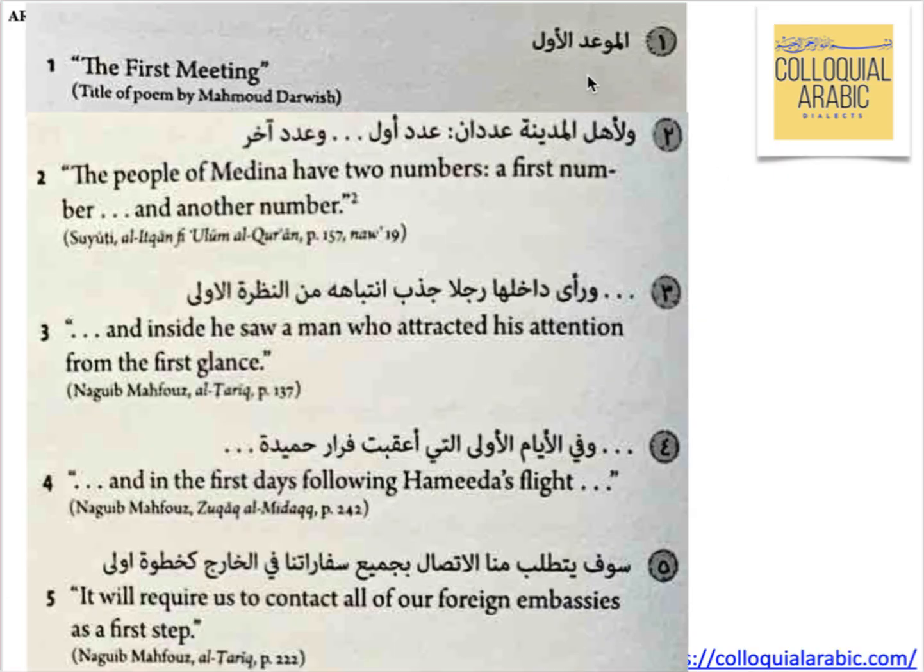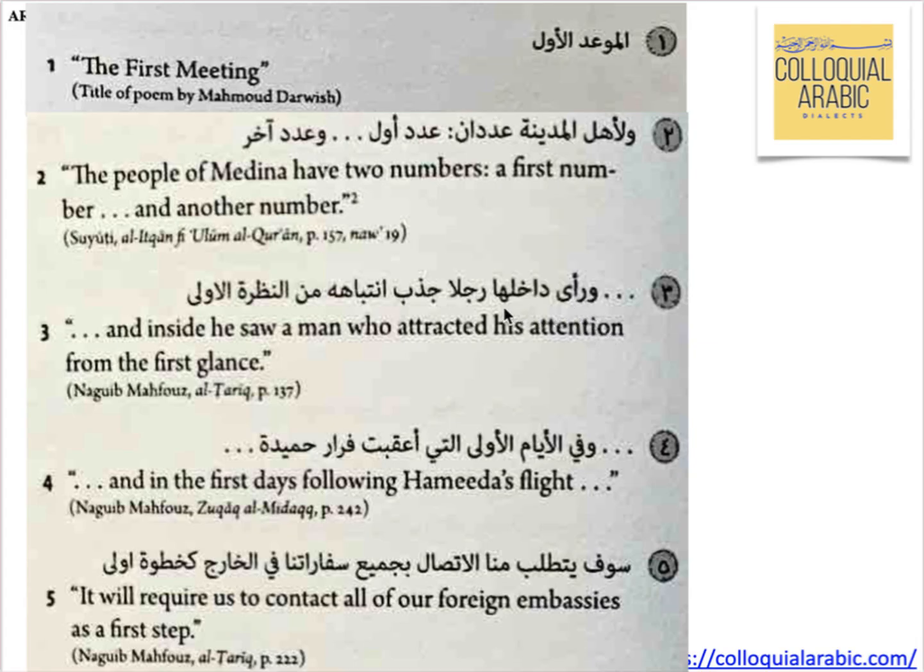So let's look at the examples of the ordinal one being used as adjectives. Al-Mo'id al-Awwal, the meeting, the appointment, the first one. So first appointment. Wali ahlil Madina adadan. To the people of Medina city, there are two numbers, the adad awwal wa adad akhir, the first number and another number.